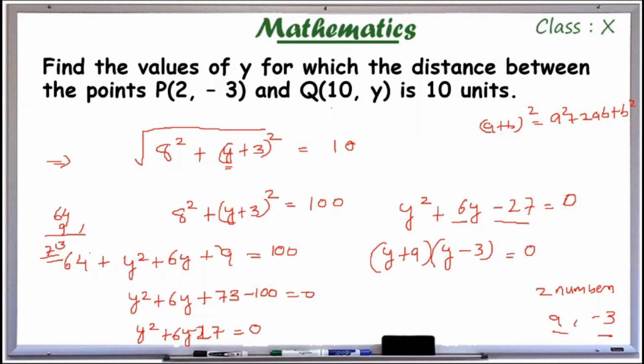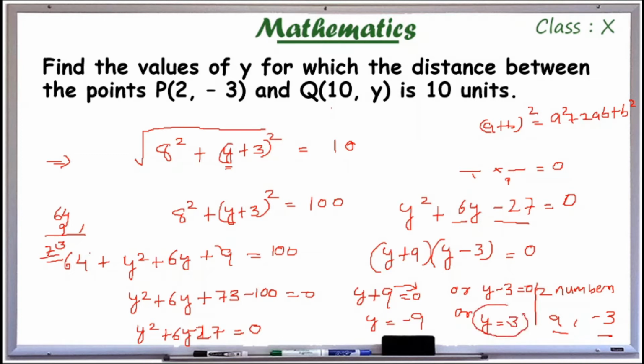So one number into another number is equal to 0 means one of these numbers is 0. Then only we get the product 0. So y plus 9 is equal to 0 or y minus 3 is equal to 0, which means y is equal to minus 9, just bringing this 9 to the right side, or y is equal to 3. So we get two values: y is equal to minus 9 and y is equal to 3.